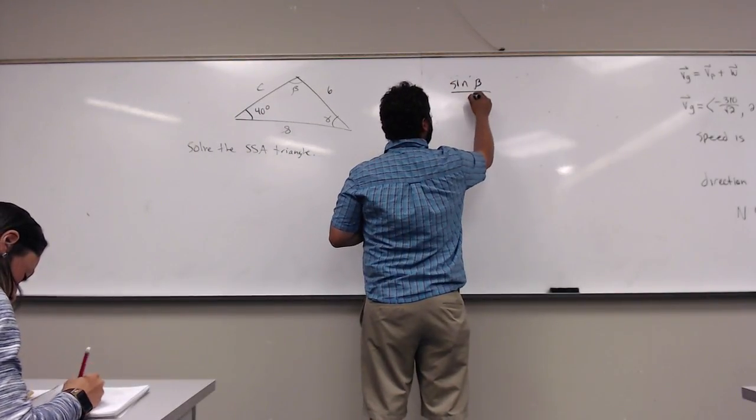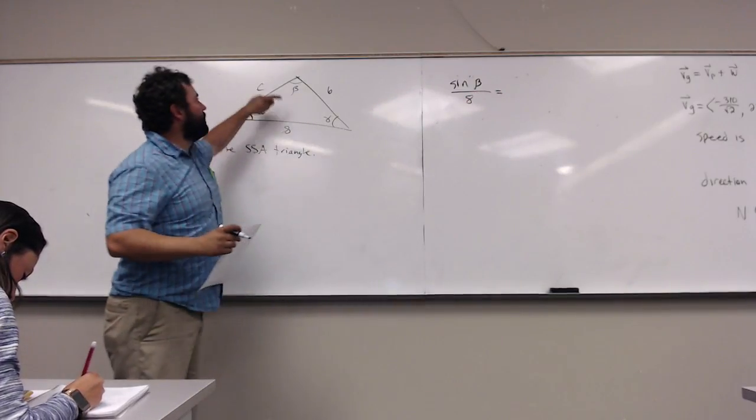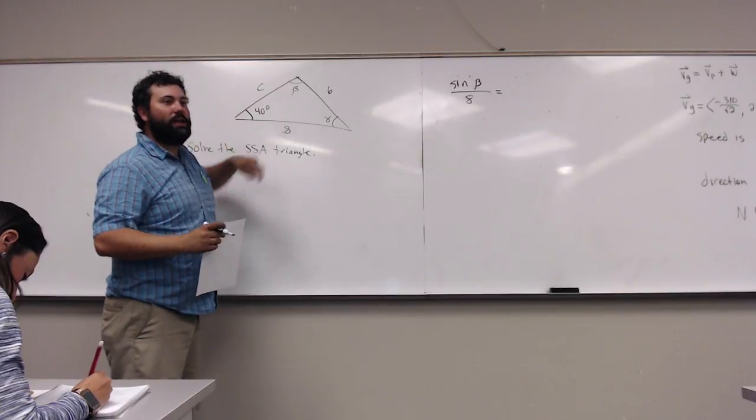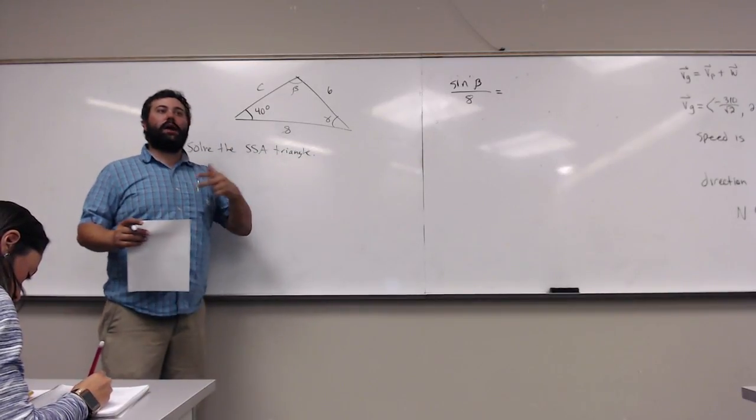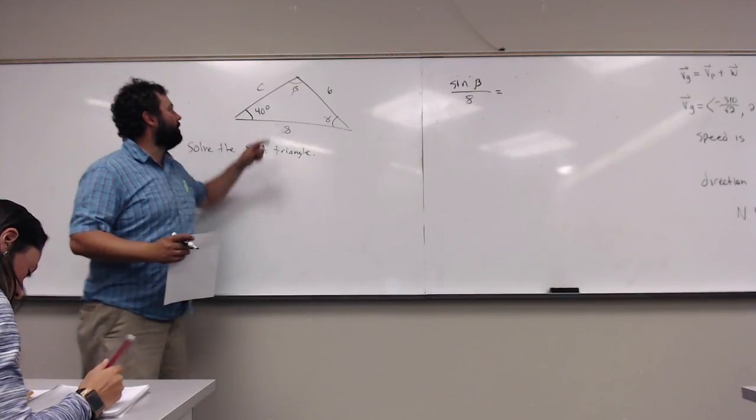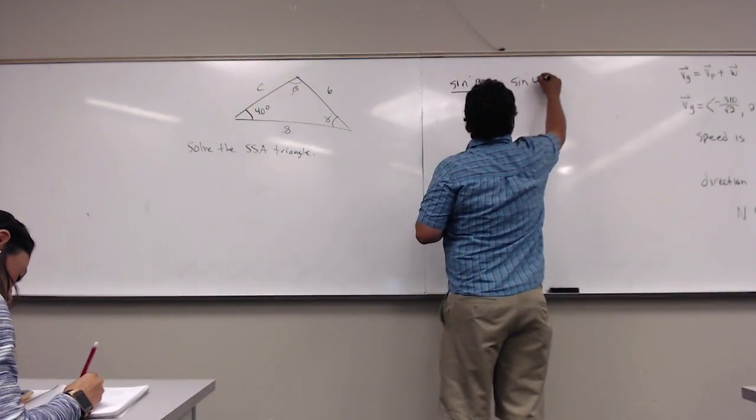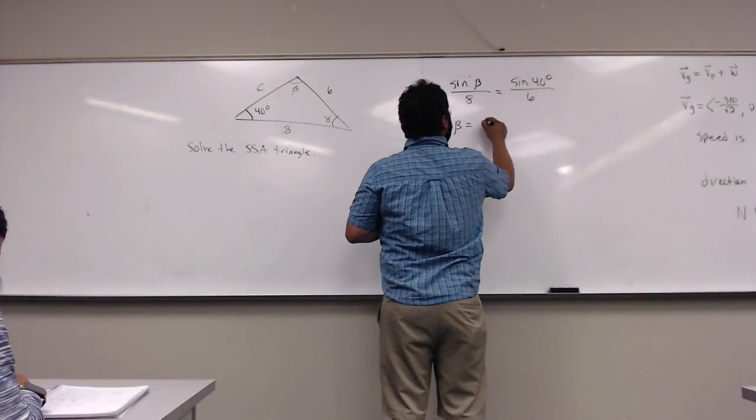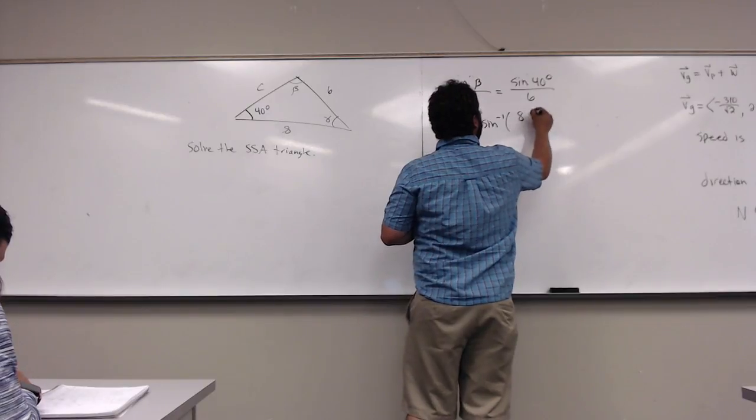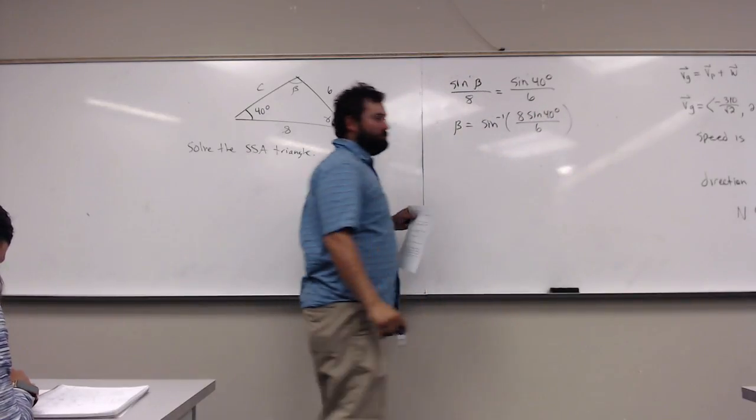So we can do sine beta over 8. Remember, sine of an angle over its opposite side equals sine of any other angle over its opposite side. The only pair of opposite angle and opposite side we know is the 40 degrees and the 6. So this would be sine 40 degrees over 6. And when you solve for beta, it's going to be sine inverse of 8 sine 40 over 6.